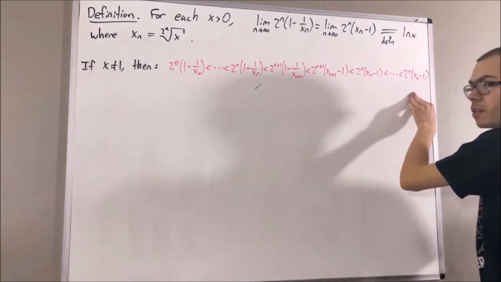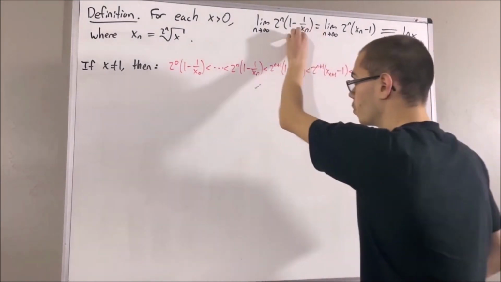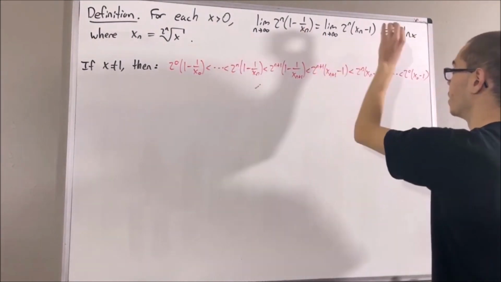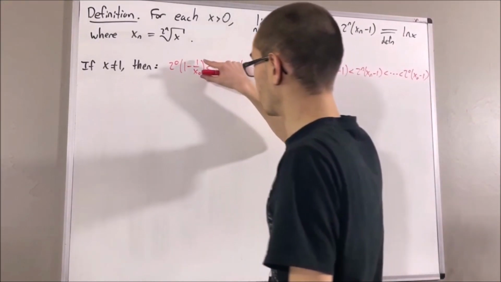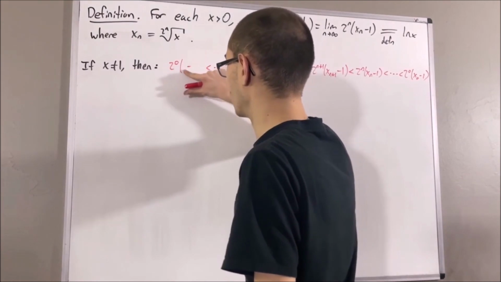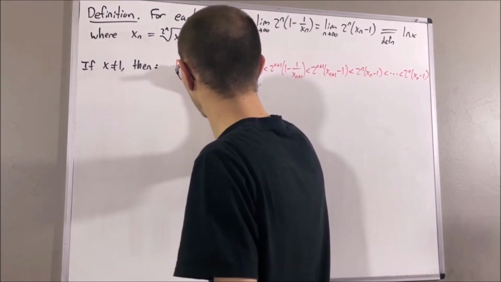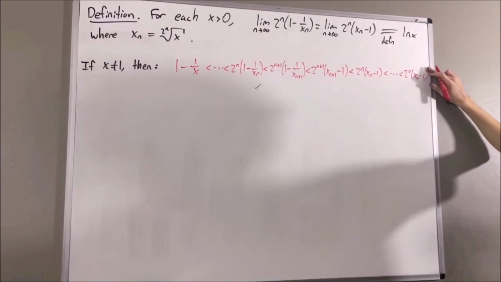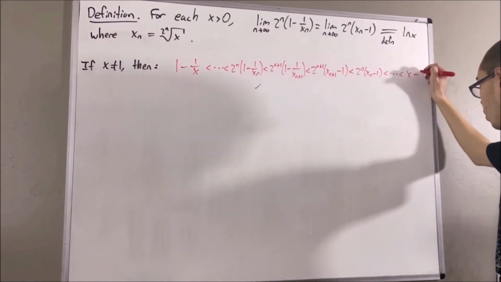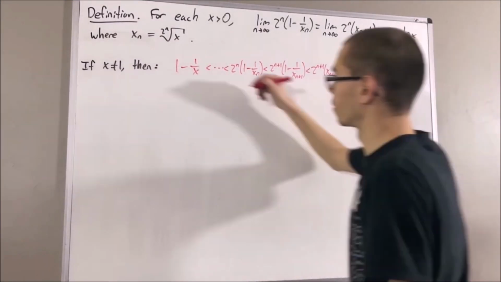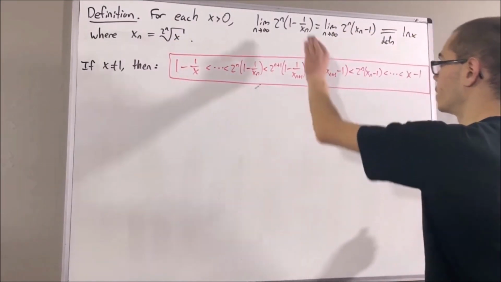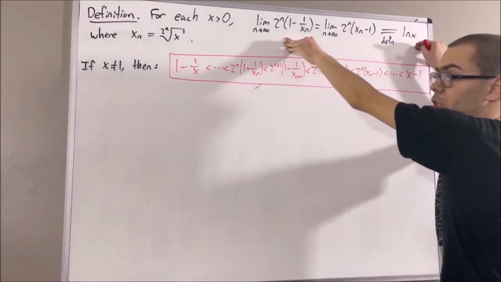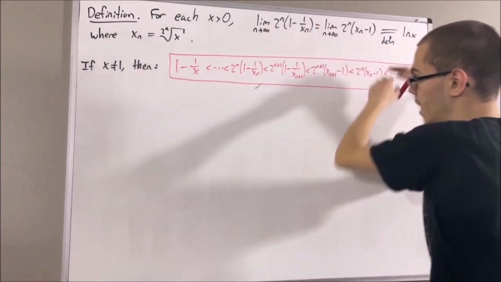We saw this. And really, this sequence is an increasing sequence. This sequence is a decreasing sequence. In fact, the n equals 0 term of this sequence was 1 minus 1 over x. The n equals 0 term of this sequence is x minus 1. So we have this. And we know that this sequence is increasing to the natural log of x, while this sequence is decreasing to the natural log of x.